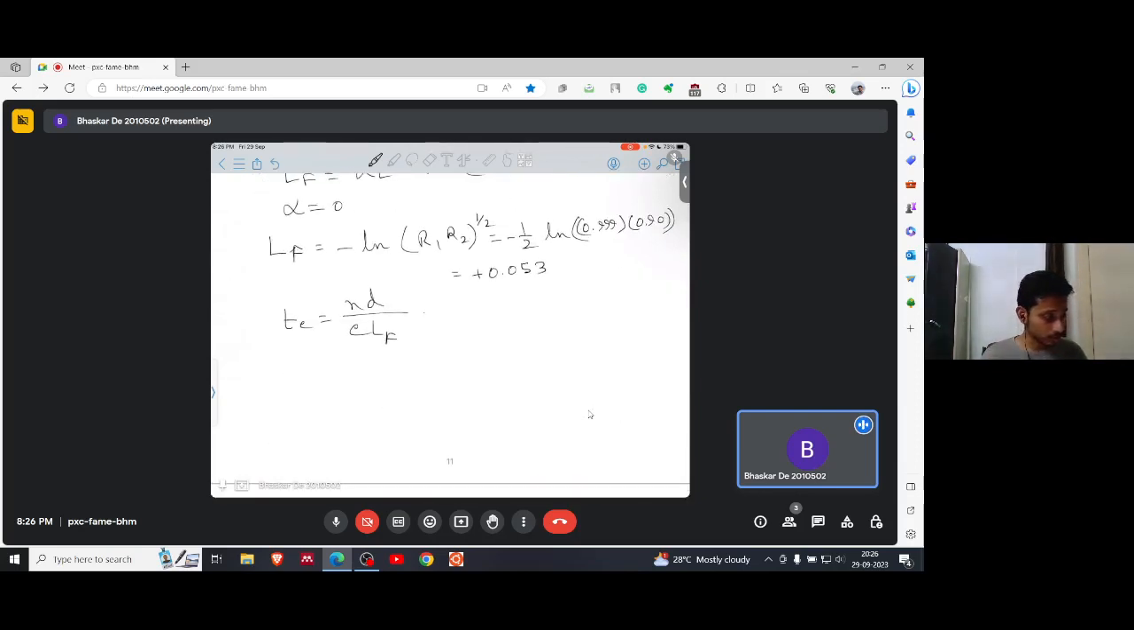Okay, so now TC is equal to ND by CLF, which is 1.76 into 0.1, by 3 into 10 to the power 8 into 0.053, which is 1.1 into 10 to the minus 8 second, that is 11 nanosecond.